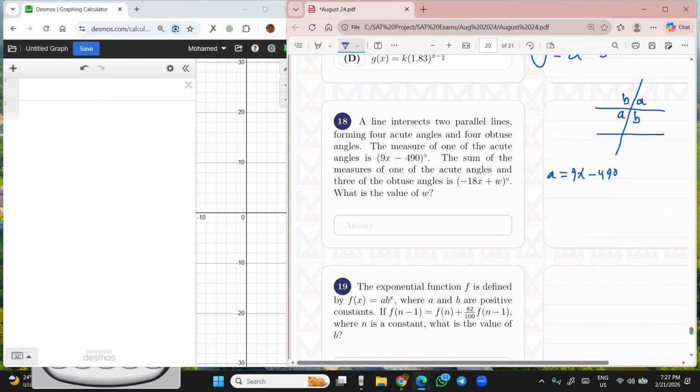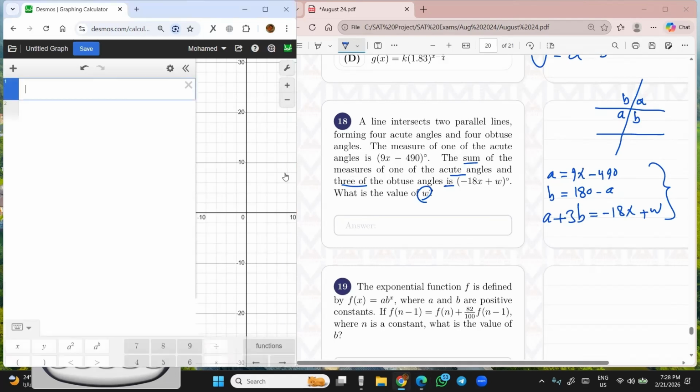And what is B? B is the obtuse one. So let's write B as 180 minus A. Of course, when you have A and B as a linear pair, one of them is equal to 180 minus the other. They are called supplementary angles. So let's consider this is A and this is B. And now we have the equation. The sum of the measure of one of the acute angles, which is A, and 3 of the obtuse angles, which makes 3B. The sum of A and 3B is equal to negative 18x plus w. This information can be written on Desmos to get the value of w.